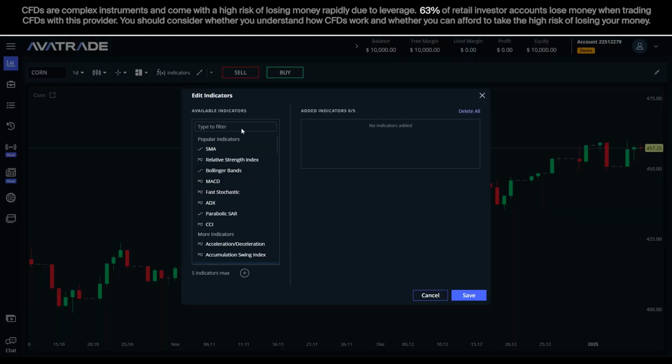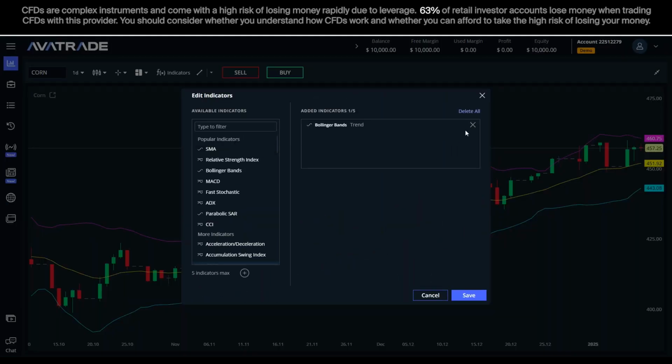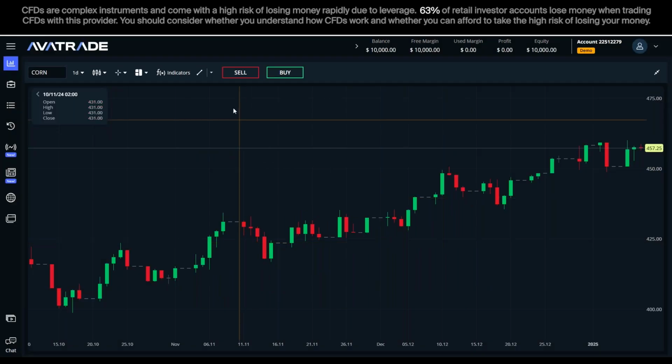In here, we can add an indicator. We just click and drag, then we click save. To get rid of it, click again, click X, click save.